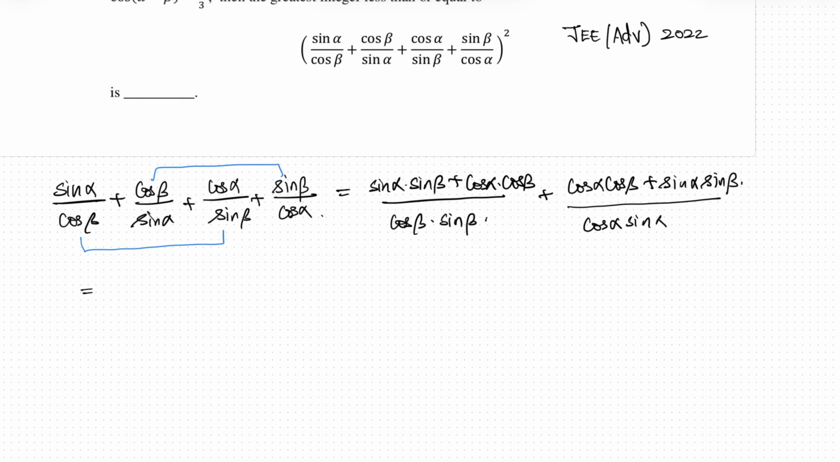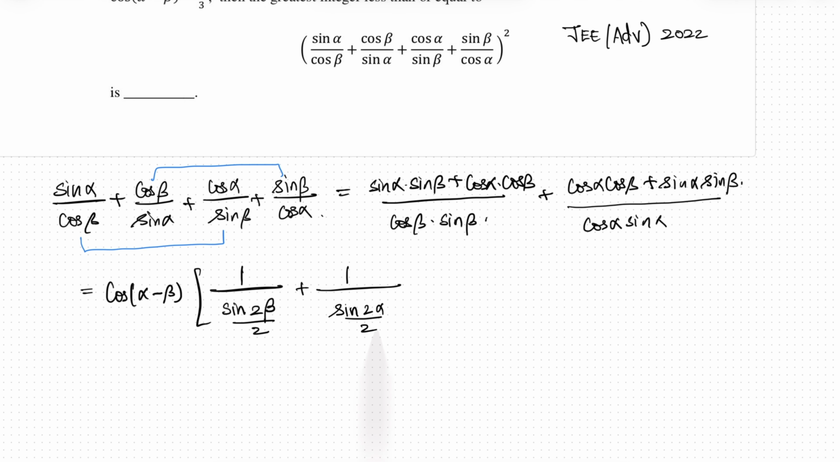So in both of the numerators you have the expansion of cos of alpha minus beta. So I can take cos of alpha minus beta out commonly, and I will be left with 1 by sin beta cos beta plus 1 by sin alpha cos alpha. Sin beta cos beta can be written as sin 2 beta by 2, and here I can write sin 2 alpha by 2. So the 2 goes to the numerator.